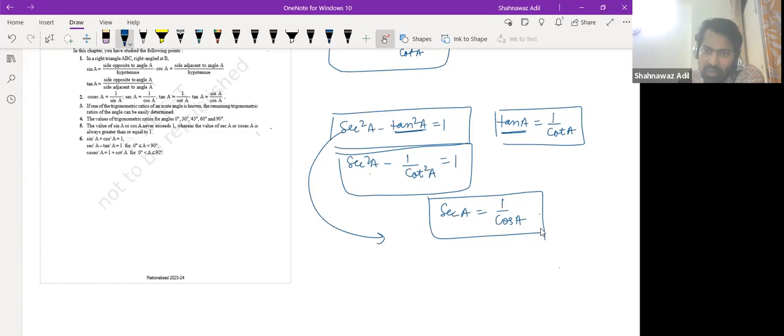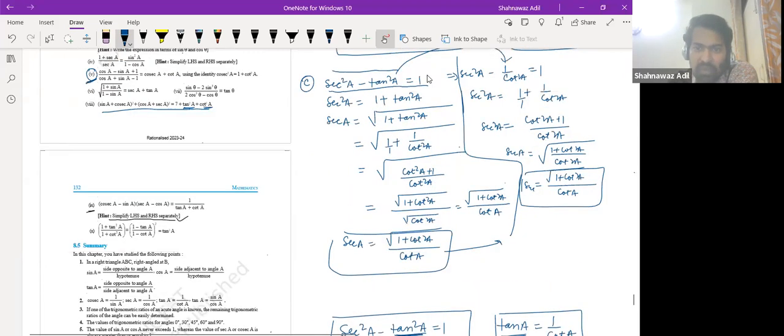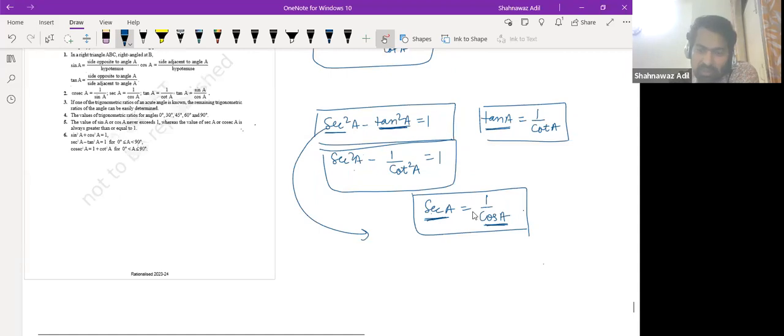The same way, instead of writing sec square A minus tan square A, can we write this instead? This is relating sec with cos, right? And this is relating sec with tan. So what do we know from our previous calculation? Do we know cos or do we know tan? We know tan. So which one will we use? We'll use sec square A minus tan square A.